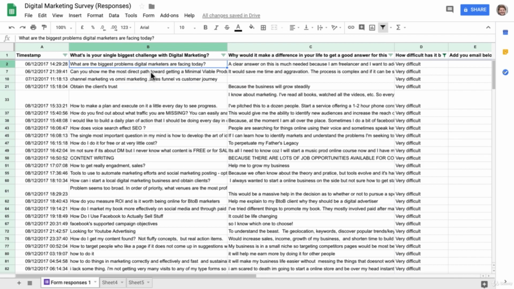So let's just have a look at it here. Okay, not every response is going to be perfect, so you're going to just have to go through one by one, down through them, and pick them out. So let's see the problem here. What's your biggest challenge? "Can you show me the most direct path towards getting a minimal viable product in the marketplace?" Okay, so that's a great problem to solve.